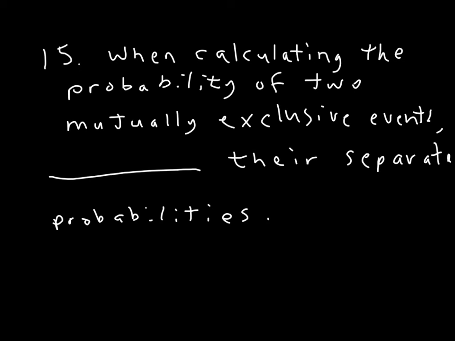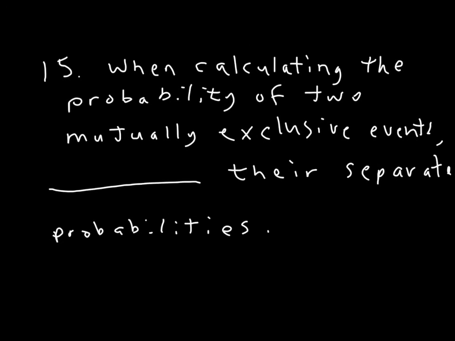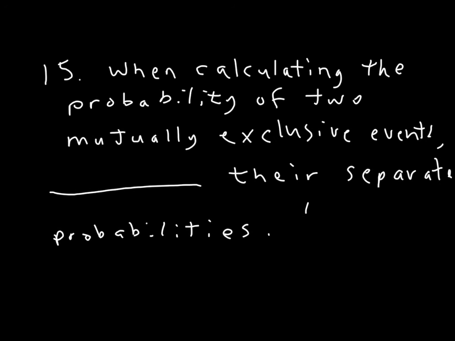Number 15, when calculating the probability of 2 mutually exclusive events, what operation do you use with their separate probabilities? Mutually exclusive events cannot happen at the same time. It's like when I toss a coin, I'd ask, what's the probability of getting heads or tails? That's 2 mutually exclusive events because they can't happen together. When you calculate these probabilities, you find the separate probabilities, like the probability of getting heads is 1/2. Probability of tails is 1/2.